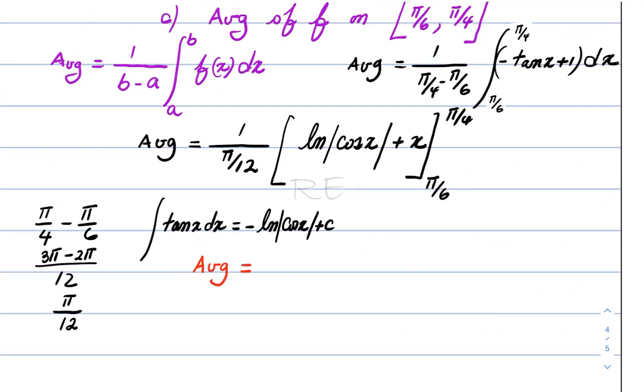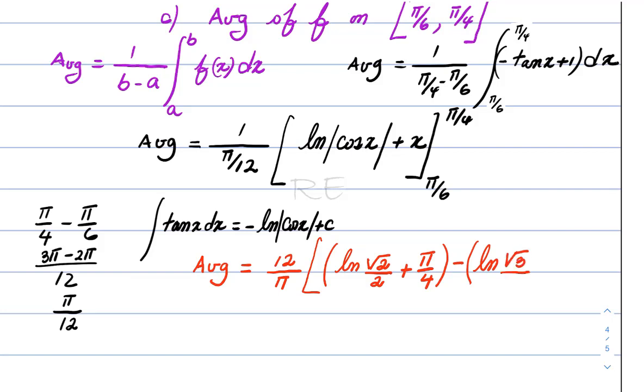Now the average value is equal to 1 over pi over 12, which will be 12 over pi, multiplied by ln the absolute value of cosine pi over 4. Cosine pi over 4 is square root of 2 over 2. We don't need the absolute value. Plus pi over 4 minus ln the absolute value of cosine pi over 6, which is square root of 3 over 2, plus pi over 6.